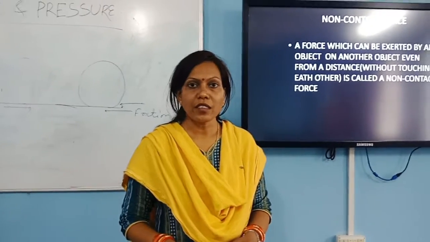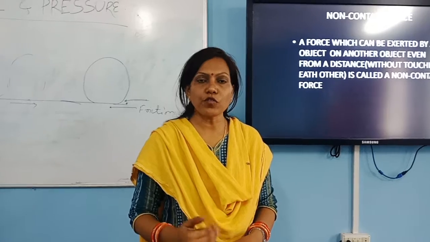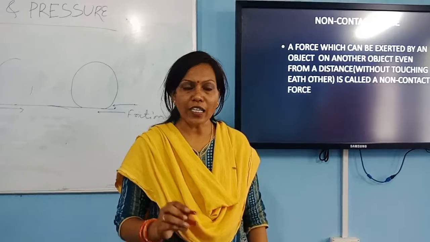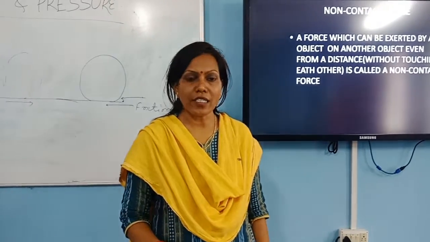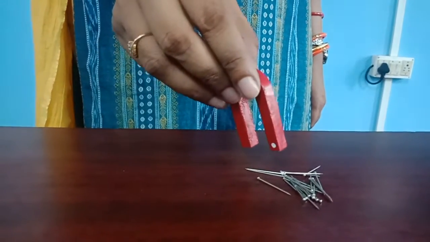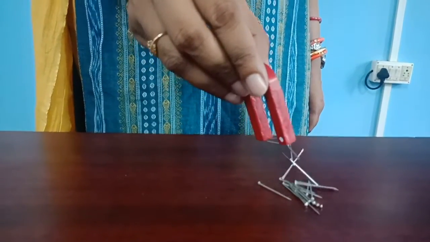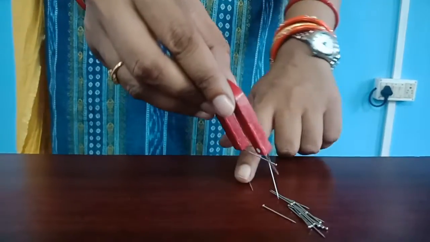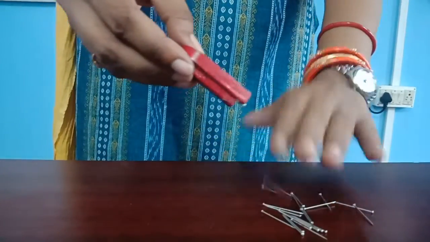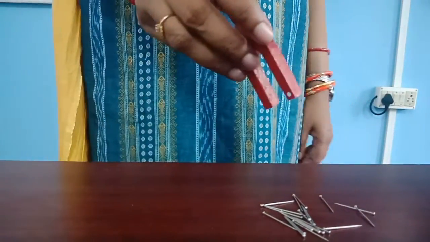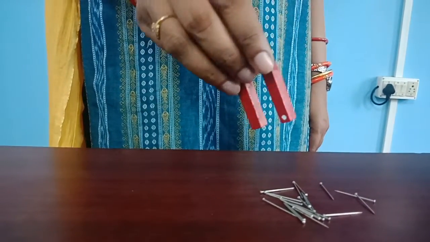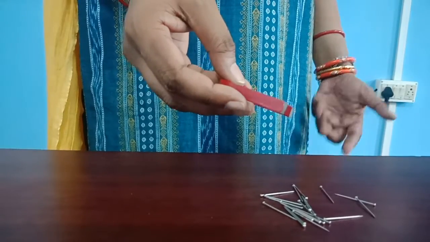We have seen that a force comes into existence when two objects are in contact with each other. But there are some forces which act on another object from a distance. Let's see. A magnet attracts iron nails from a distance. So a magnet exerts some force on the iron nails. This is a non-contact force: without touching each other, the force is exerted on another object. You have already learned about magnets in class 6.